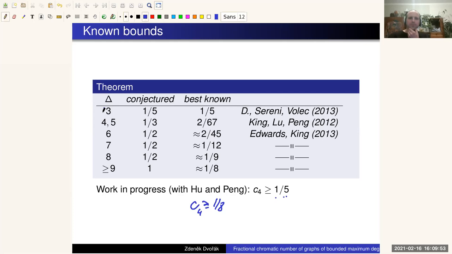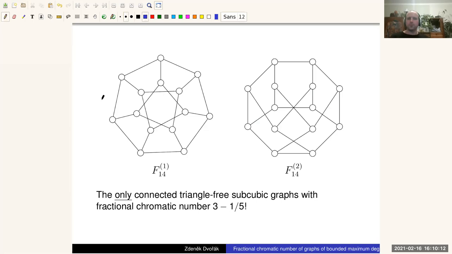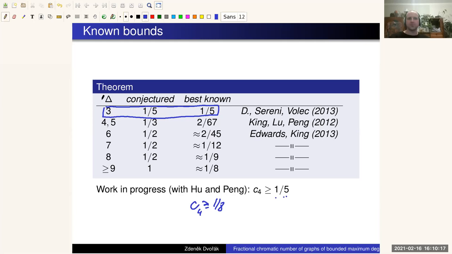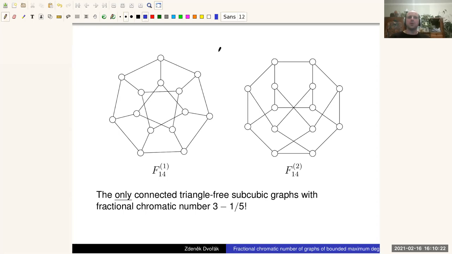Now I would still like to speak about this case, delta equals 3. In this case, we know the exact value, but in some sense, the answer still is not quite satisfactory. We know that the answer is right, that you cannot in general get a better bound than these 14/5, because there are these two graphs which have fractional chromatic number exactly 14/5. But it turns out that these are the only connected triangle-free subcubic graphs which have this fractional chromatic number.